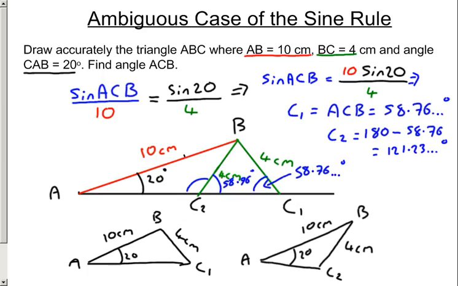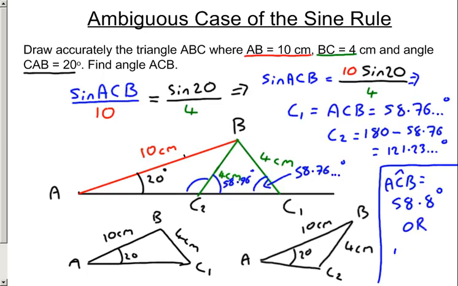So that's telling us we have two possible answers. Let's write our final answers down here in the box. Our two answers are either we have ACB is equal to 58.8 degrees, or it's equal to 121.2 degrees. Two possible answers for ACB here.